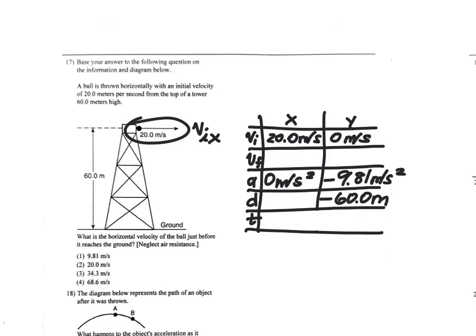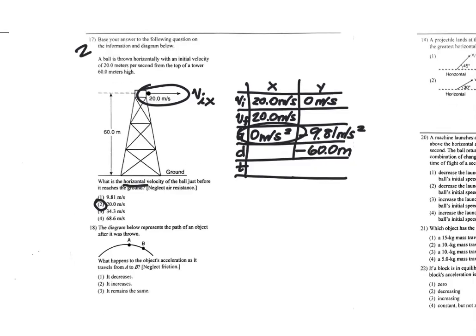And we don't actually have to calculate anything. It's asking what's the horizontal velocity just before it reaches the ground. Well, the horizontal velocity is constant because the x acceleration is 0. So if it started at 20 meters per second, it's going to continue at 20 meters per second horizontally, and that's choice 2. The total velocity will be bigger than that because it will gain vertical velocity as it falls, but it's asking you about the horizontal velocity, which is constant. Okay, so that's number 17.